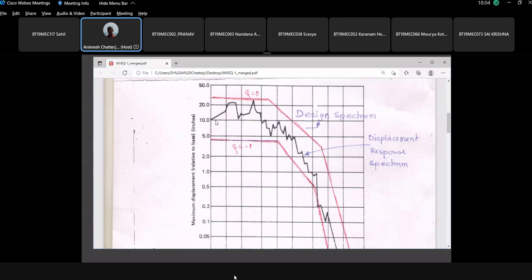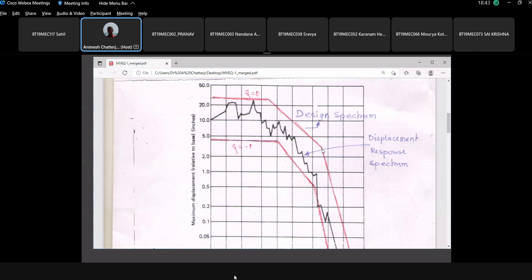We presume that. So what is the red line? The red line is called the design spectrum. The design spectrum is different from the response spectrum. The black line is the response spectrum, actual values obtained from numerical simulation. Now, we cover the response spectrum by a graph which is greater than the response spectrum values, and we call it the design spectrum.